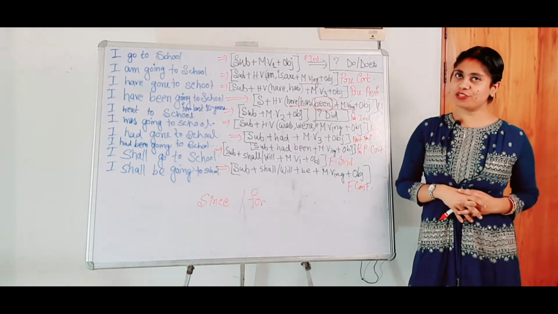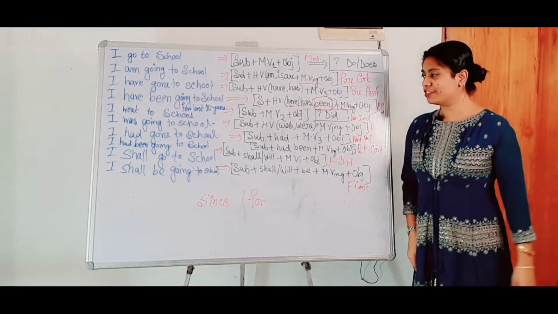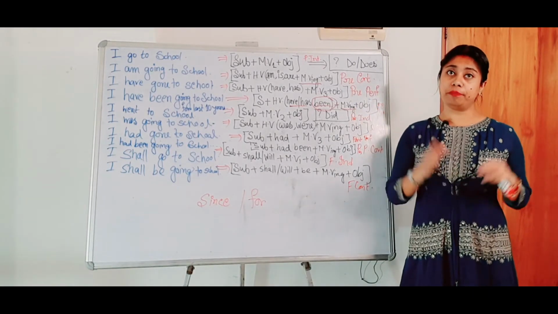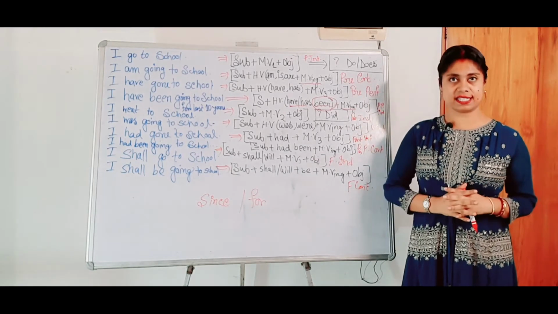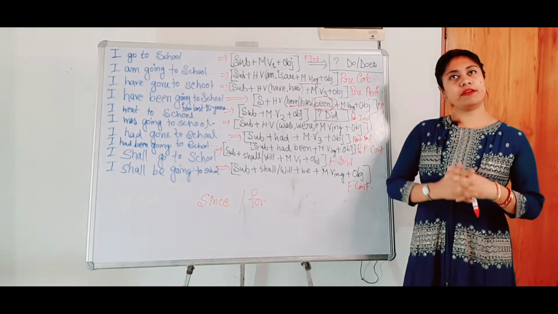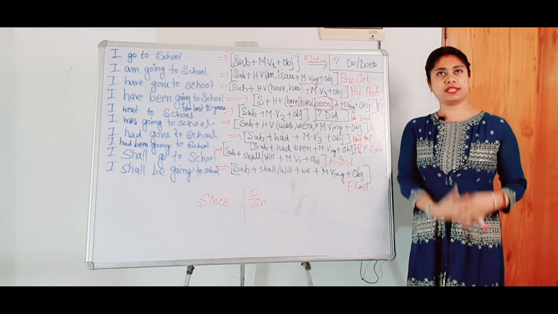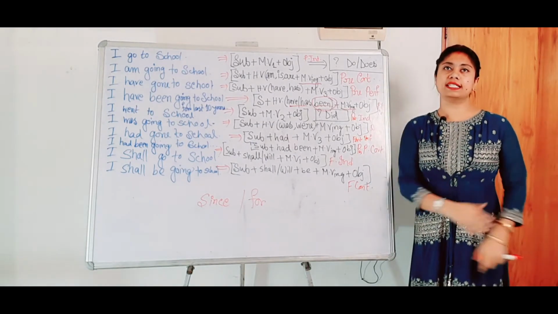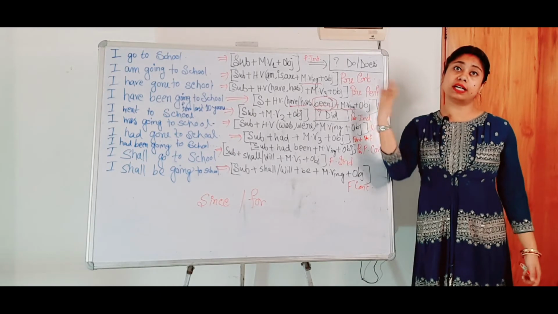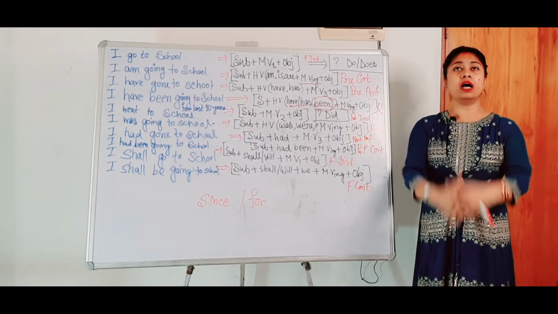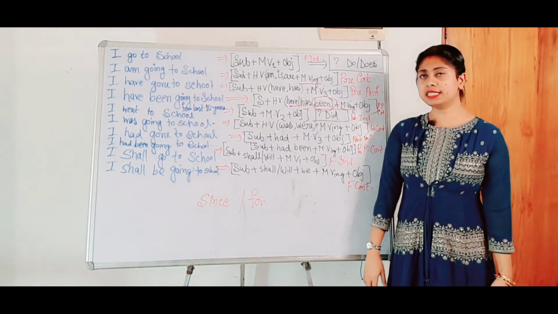Here I have something to tell you that is very exciting. So have been going, present perfect continuous tense. You may have seen that in this kind of sentences, two tenses are used together, perfect and continuous together, and make the present perfect continuous tense.